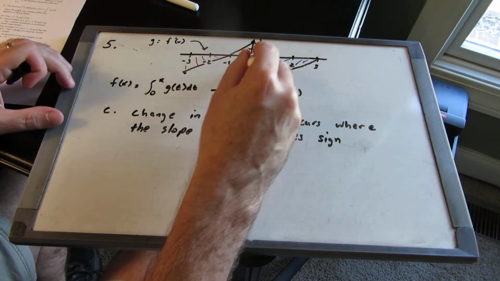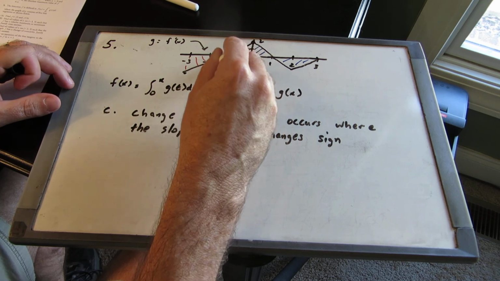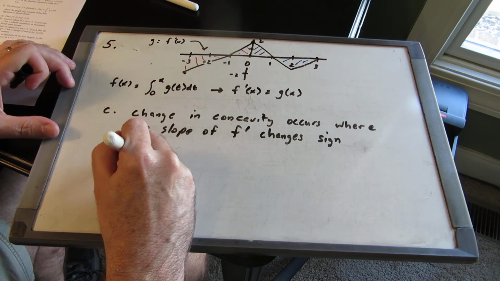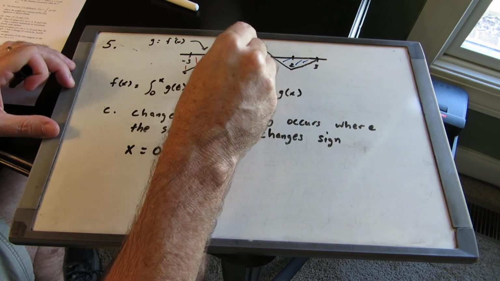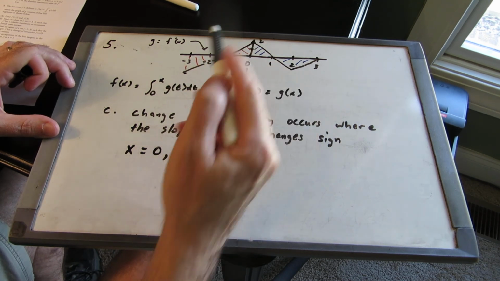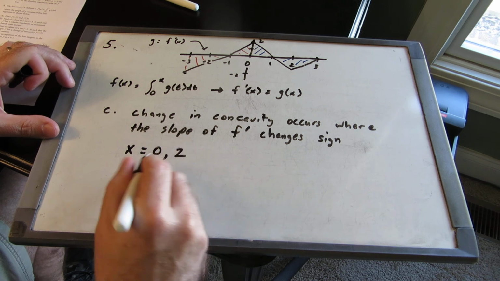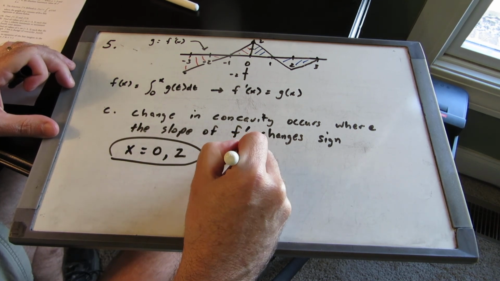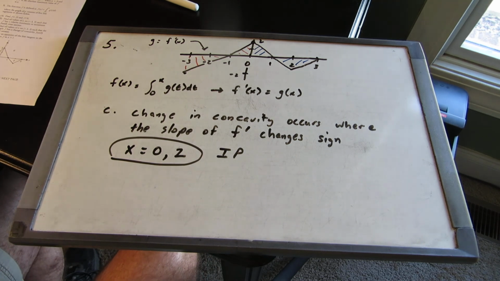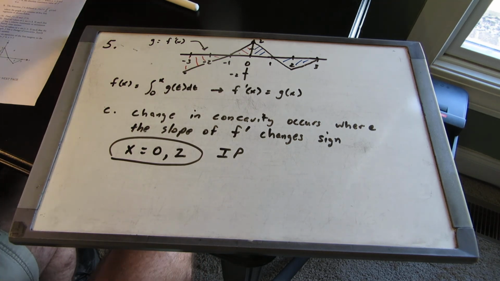Okay, so where's that happen? Well, the first time it happens at 0, right? We went from a positive to a negative slope. So x equals 0. And then does it happen again? Yeah, we're negative, negative. Boom, at 2 we go positive. So 0 and 2, we have changes in concavity. We also would call those inflection points. Okay, so you can nab that one.